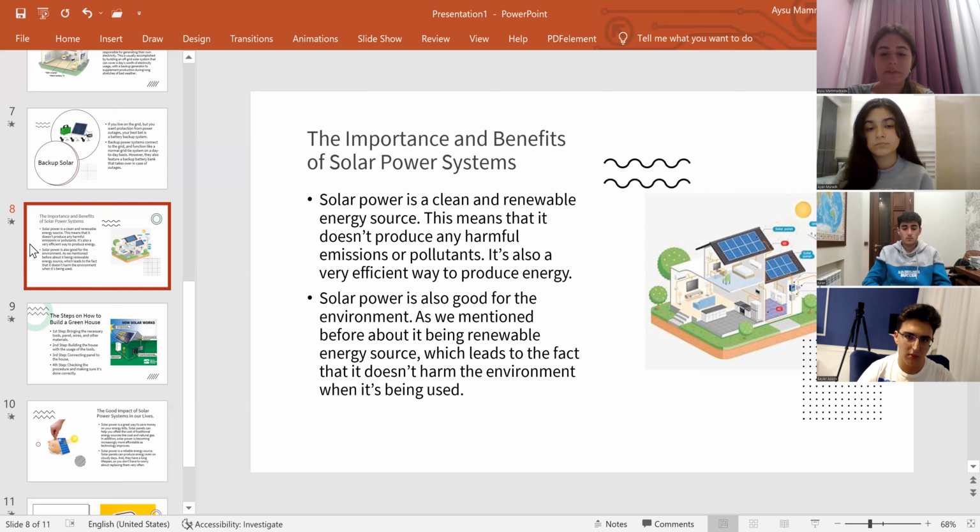And solar power is a versatile energy source that can be used to power everything from small appliances to entire homes. And since solar panels are becoming more affordable, it's easier than ever to make the switch to solar. And solar panels are very easy to install and require very little maintenance.